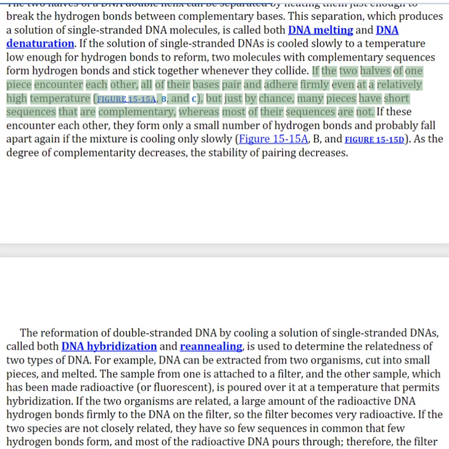If the 2 halves of one piece encounter each other, all of their bases pair and adhere firmly even at a relatively high temperature, but just by chance, many pieces have short sequences that are complementary, whereas most of their sequences are not.